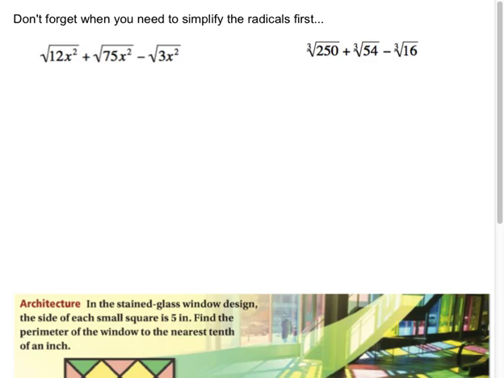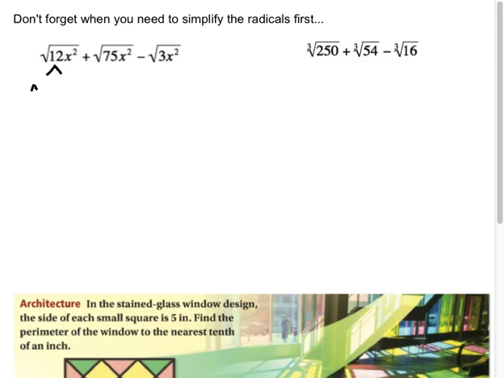Now let's work on getting a little bit harder. Remember when I started the notes, I talked about how you should simplify first if you can. What that means is right now, all of these look different: square root of 12x squared, square root of 75x squared, square root of 3x squared. Right now they all look different, but if you simplify them, you're going to notice something really cool happens.